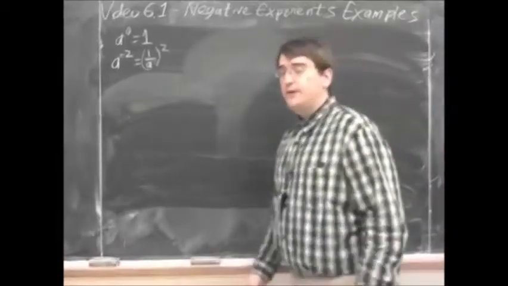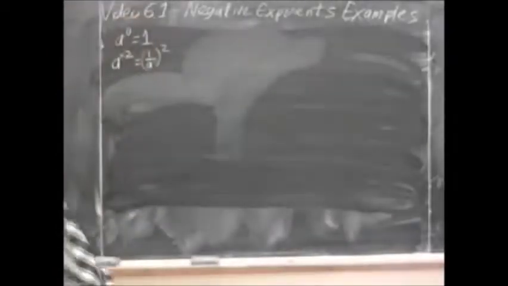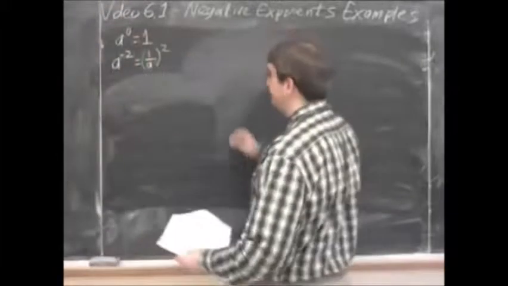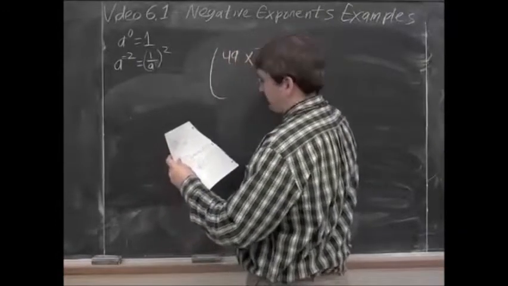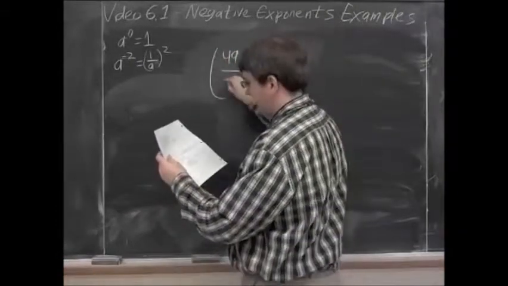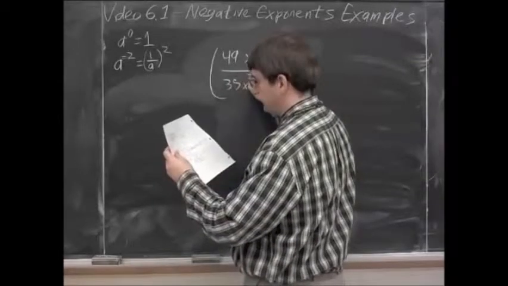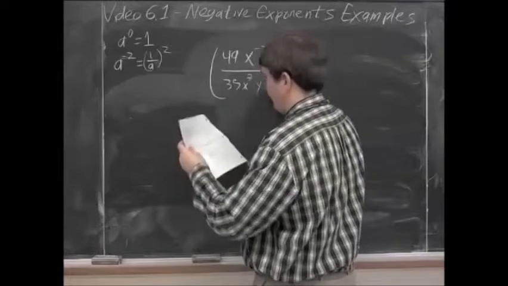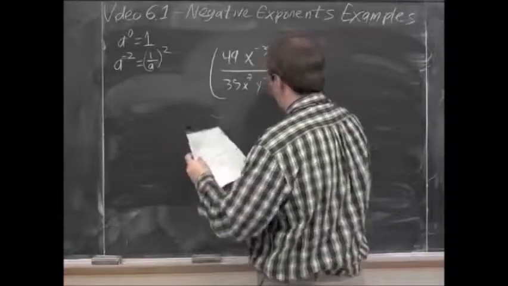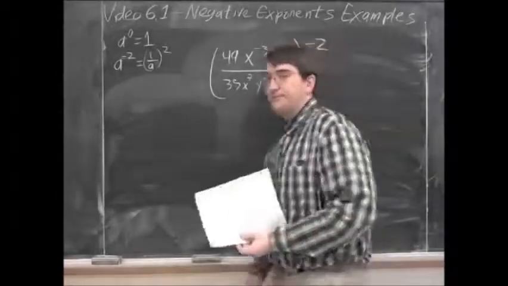So an example. Let's do a really hard example. I have one written out here. 49 x to the negative 3 y to the 4 divided by 35 x to the 7 y to the negative 4 z to the 0, all to the power of negative 2.